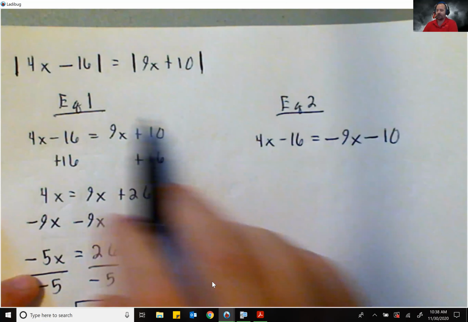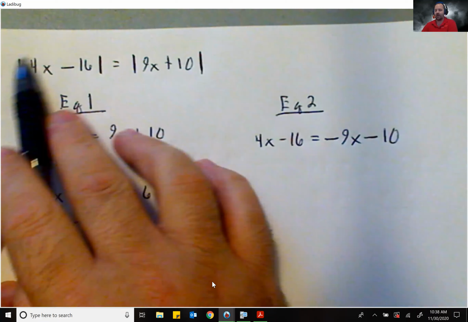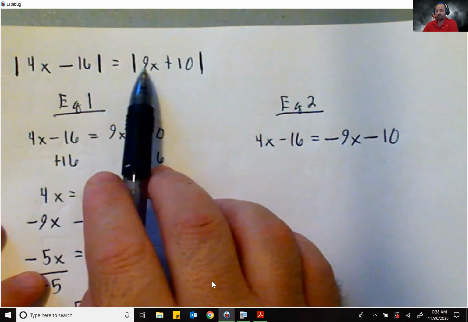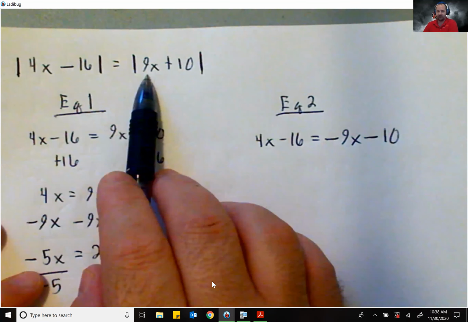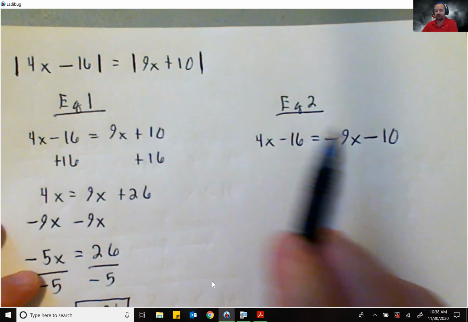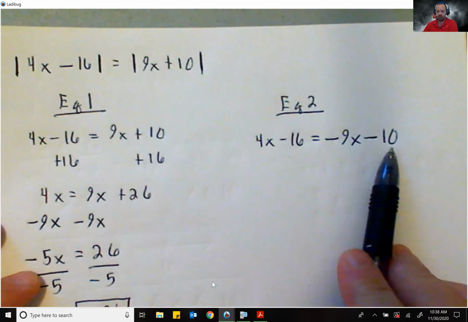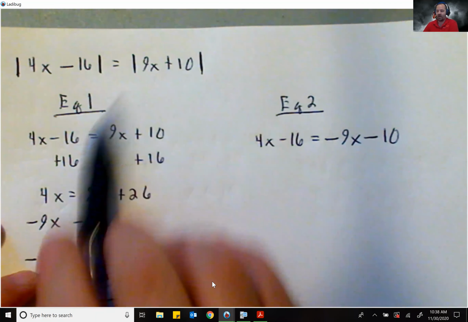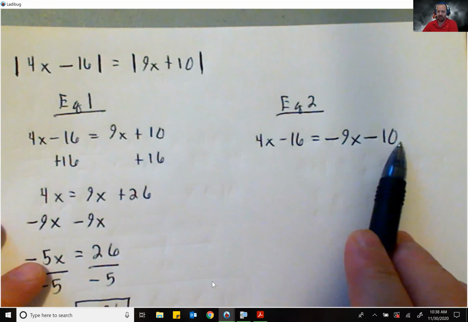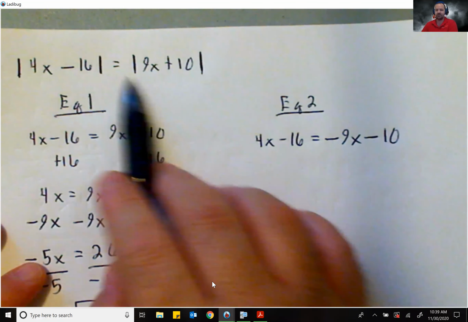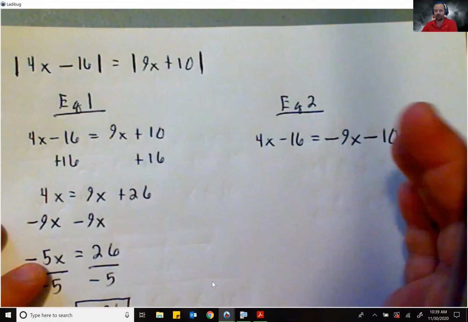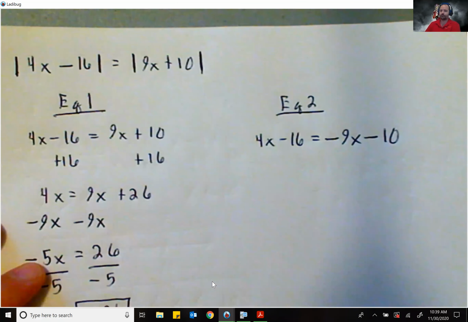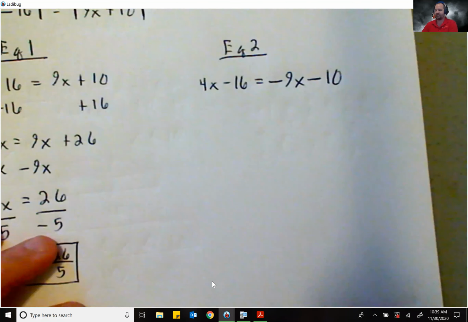So basically, when I talk about equation 2, you're going to drop the absolute values, but then you take the right side and make them their opposites. So a positive 9x becomes a negative 9x. A positive 10 becomes a negative 10. If this was 9x minus 10, then I would have had negative 9x plus 10 here. The entire right side becomes their opposite signs. Positives become negative, negatives become positive. So everybody's the opposite, and now all we do is solve.